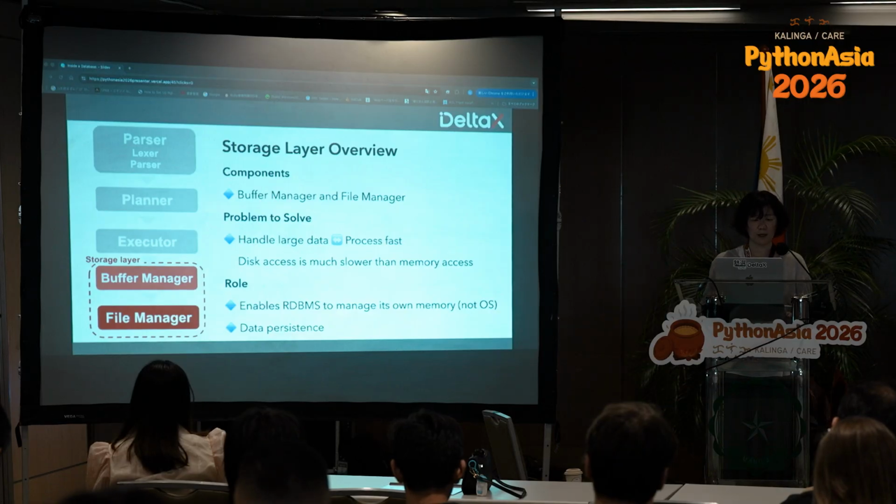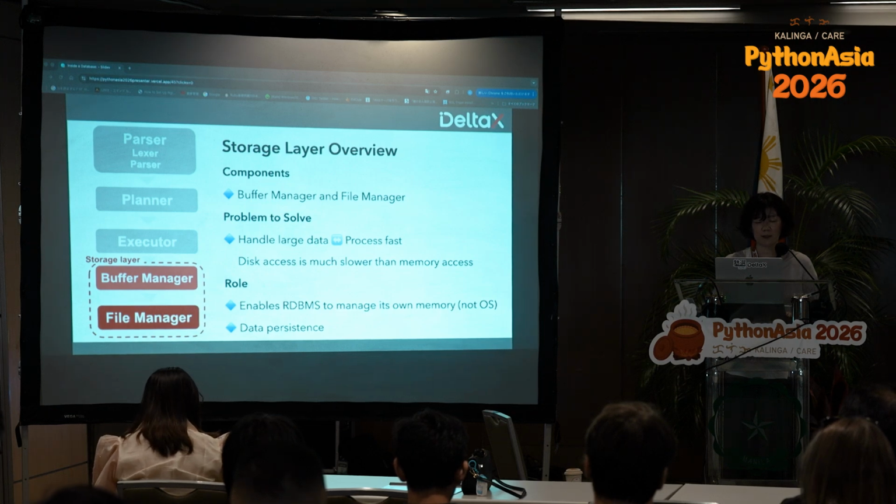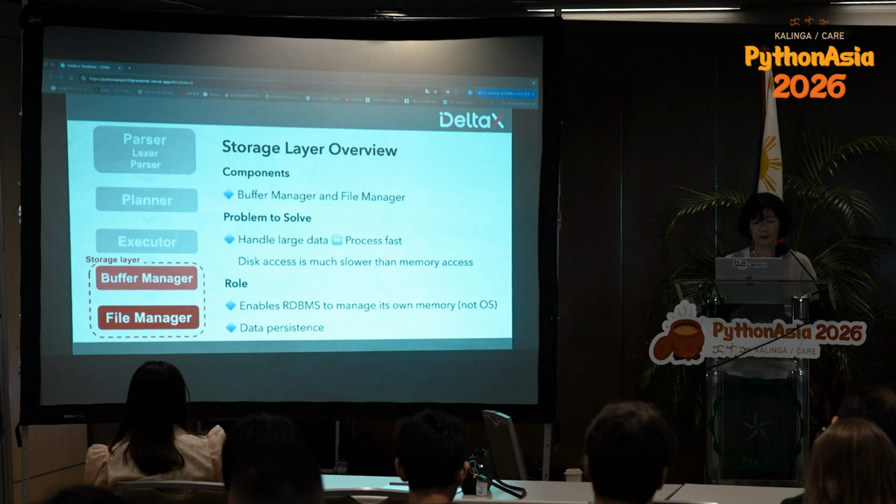The storage layer consists of buffer manager and file manager. The problem we want to solve is we want to handle large data, but also process it fast. These are conflicting requirements. Disk access is much slower than memory access, so the RDBMS manages memory itself, not relying on the OS, and ensures data persistence.